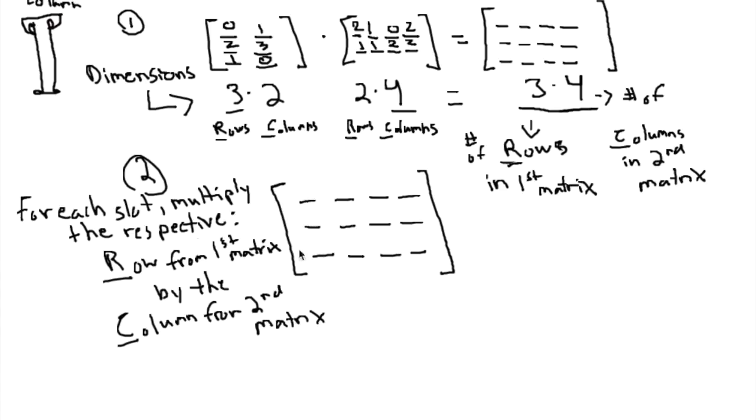1, 2, 3. It's in the first row. And then what column is it in? The first. 1, 2, 3, 4. So this is the first row, first column spot.